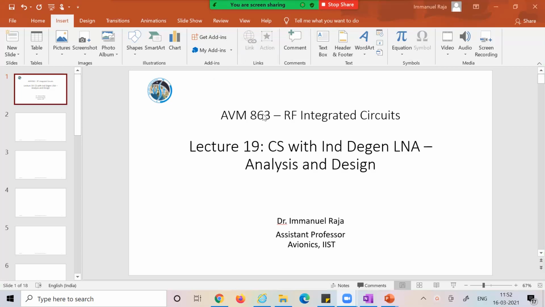So today's lecture is lecture number 19, and we will go through the analysis and the design of a common source LNA with inductive degeneration.